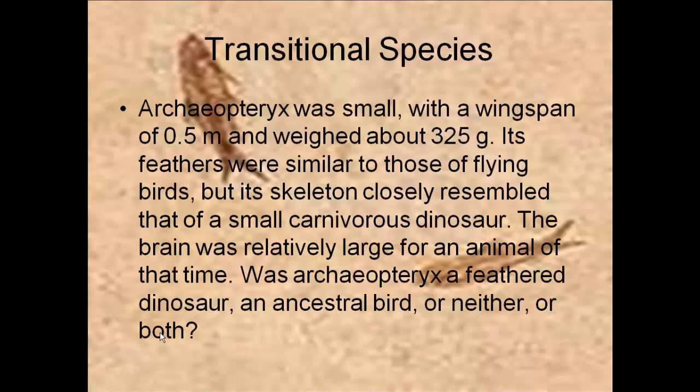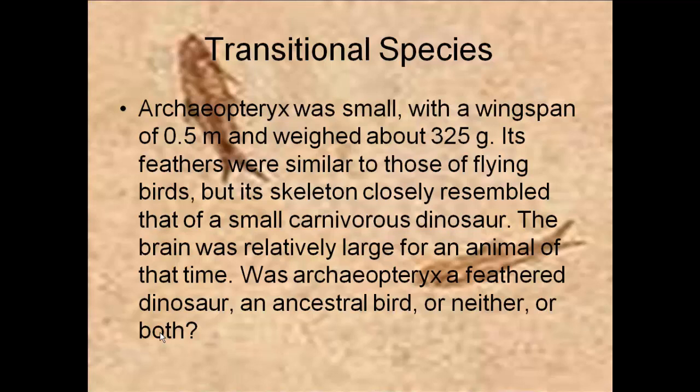All right? This is a very famous transitional species, the Archaeopteryx. Wait till I show you the fossil picture of the Archaeopteryx. It's in your packet. It was small, with a wingspan of about half a meter, and weighed about 325 grams. Not that big. Put it this way: 1 kilogram is 2.2 pounds, so this is way less than that. It was less than a pound. Its feathers were similar to those of flying birds, but its skeleton closely resembled that of a small carnivorous dinosaur. The brain was relatively large for an animal of that time.